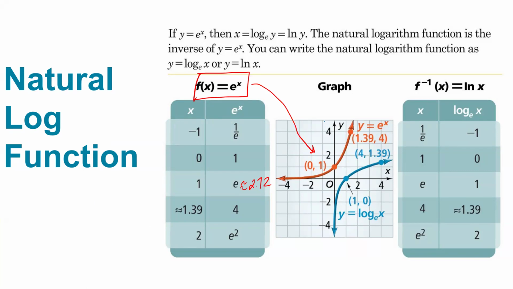Now, when we switch our x's and y's, we create a new table. The new table looks like this. The opposite of an exponential is a log. And when you have log base e, that is called natural log. So the inverse of e to the x is natural log and vice versa. And all we did was switch the x's and y's of our table, right? So this is now the graph of that, correct?